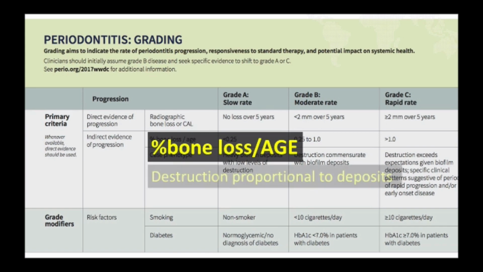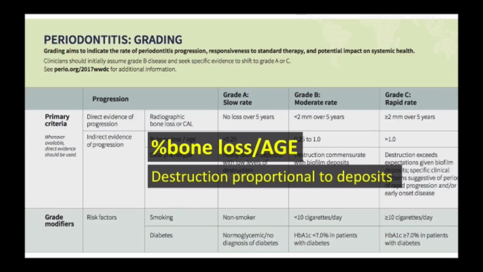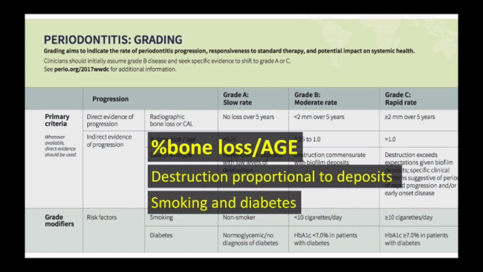Okay, that's one thing. Number 2, and that's probably the most important thing, if you're seeing a lot of local factors, a lot of plaque and calculus, and a lot of destruction, that means that the destruction is proportional to the amount of deposits, or the amount of local factors. And that's usually grade A. In grade B, you see a lot of plaque and calculus, there's going to be a lot of destruction and inflammation. But if it's in reverse, if you don't see any factors or very little of them and you have a lot of destruction, we're looking at grade C.